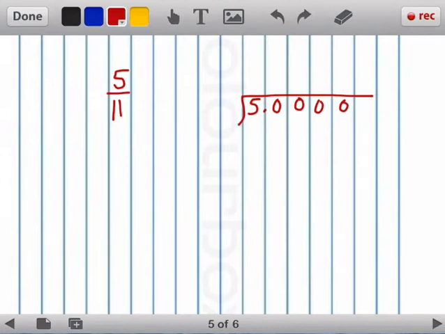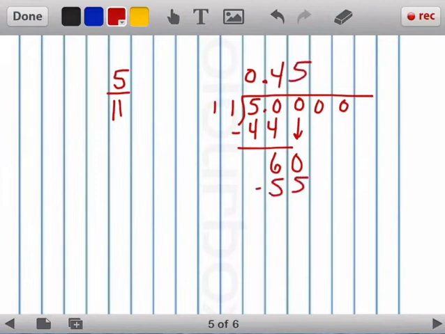Alright, then we're dividing by 11. 11 goes into 5. Oh, don't forget, bring your decimal point up to the line. 11 goes into 5, no. 11 goes into 50, 4 times. 4 times 11, 44. Subtract. It's 6, bring down the 0. 11 goes into 60, 5 times. 5 times 11, 55. Subtract. I get 5.